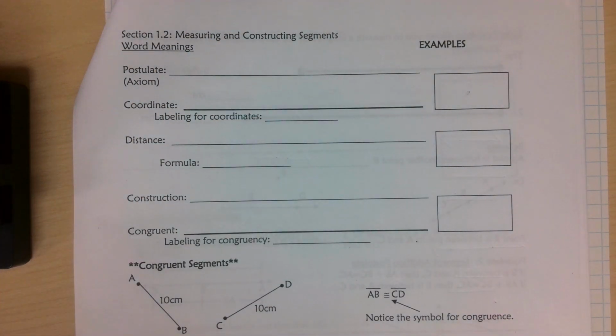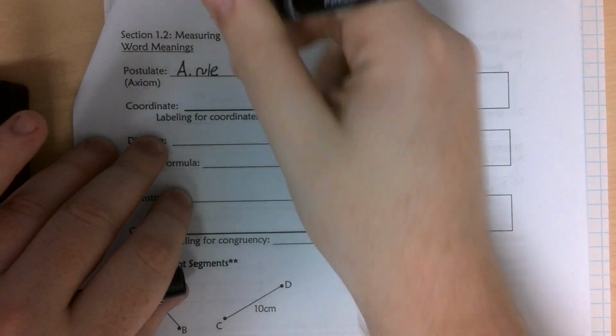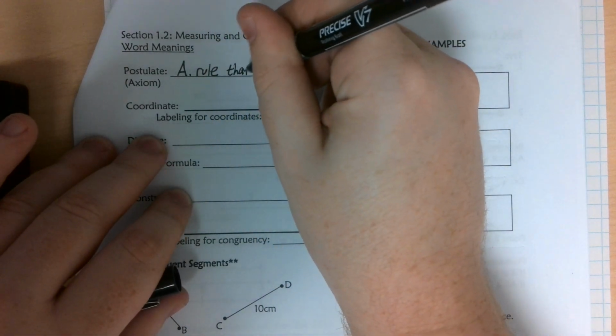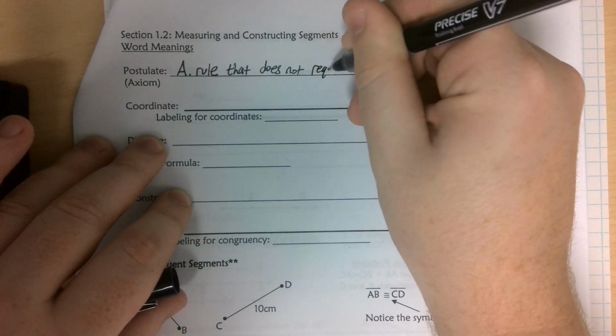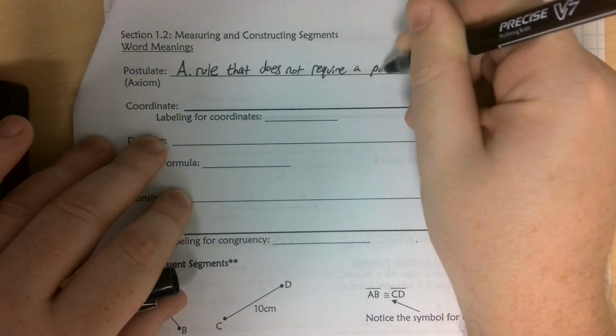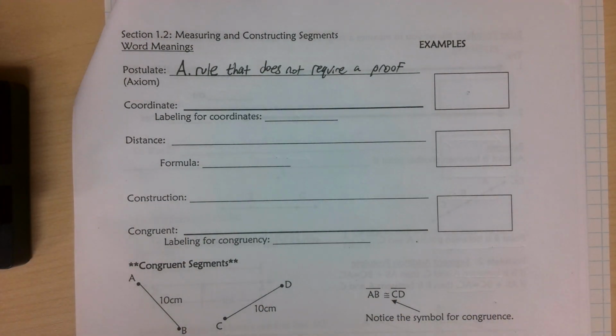A postulate is something that sounds crazy, but isn't actually that difficult. A postulate is just a rule that does not require a proof. So it's a rule that doesn't need to be proven for us to assume it's true. That seems a bit odd, so let me give you an example.